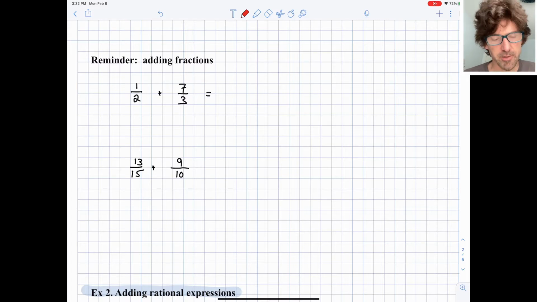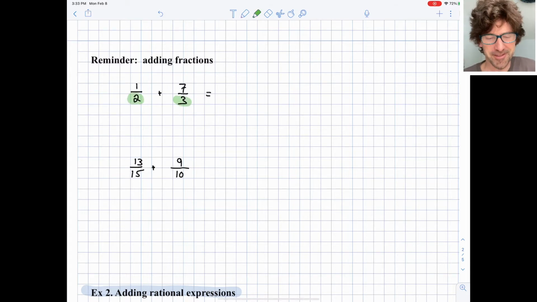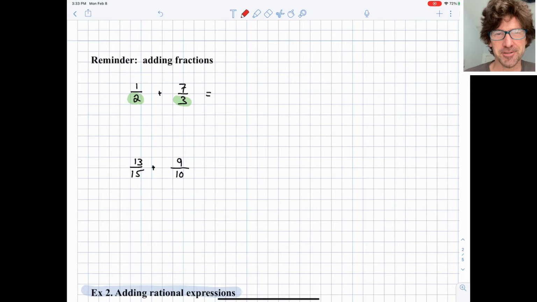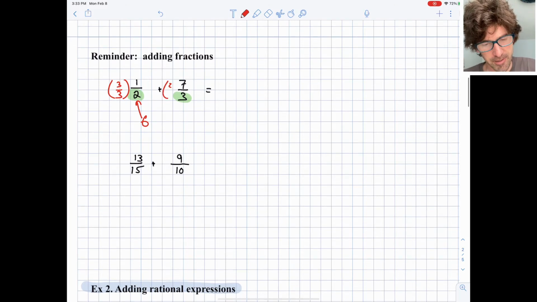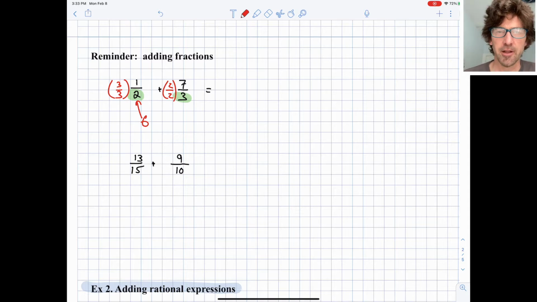Let's do a reminder of adding fractions. And the reason we work with least common multiples is we need to think about what the least common multiple is of our two denominators, because we need to get common denominators. So least common multiple of 2 and 3 is 6. So I want to build a 6 right there. I want that to be a 6. So I can multiply top and bottom by 3 over 3 here and by 2 over 2 here.